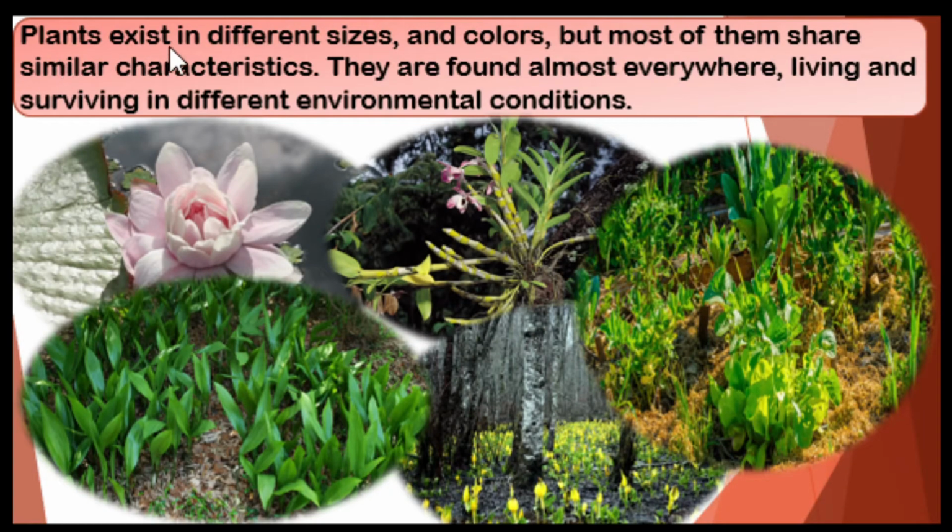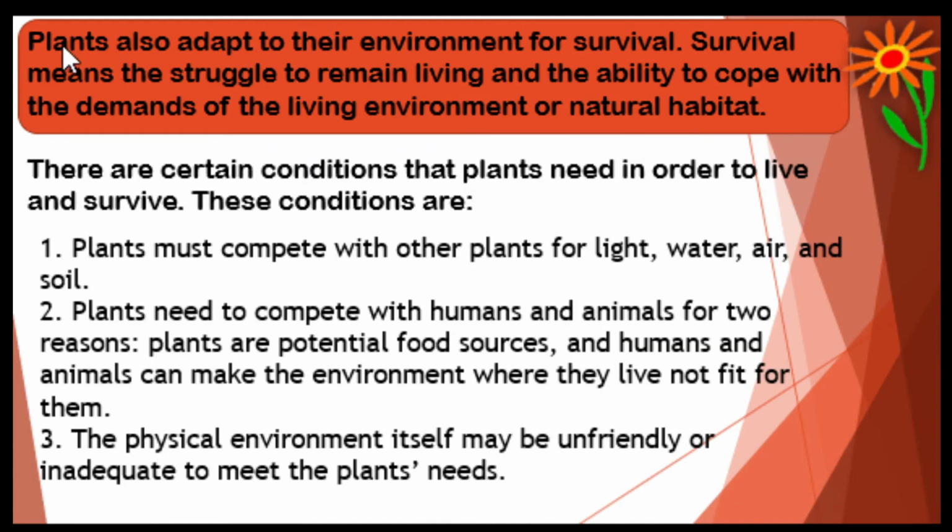Plants exist in different sizes and colors, but most of them share similar characteristics. They are found almost everywhere, living and surviving in different environmental conditions. Plants also adapt to their environment for survival. Survival means the struggle to remain living and the ability to cope with the demands of the living environment or natural habitat. There are certain conditions that plants need in order to live and survive.